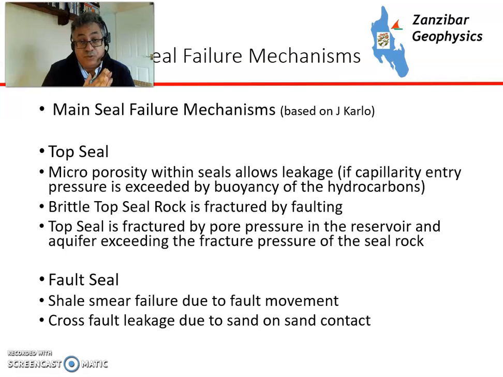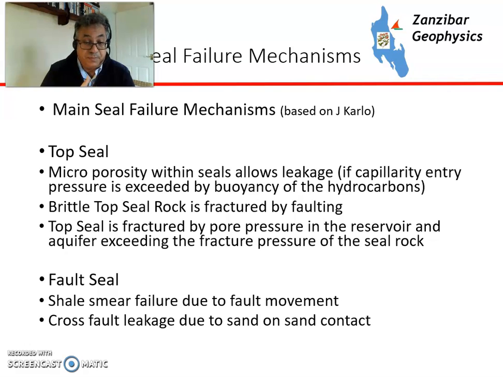If there are some tectonic movements, including faulting, a brittle top seal may fail through fractures developing within it. And also, if the pore pressure, and I will talk about pressures in a minute, is very heavy, i.e. the pressure of the length of the hydrocarbon column, that can fracture the seal rock.